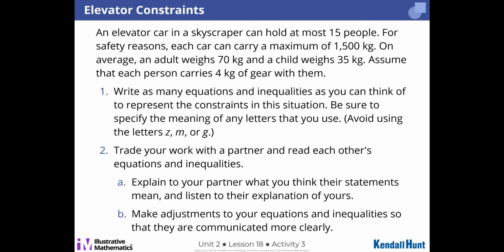Elevator constraints. An elevator car in a skyscraper can hold at most 15 people. For safety reasons, each car can carry a maximum of 1,500 kilograms. On average, an adult weighs 70 kilograms and a child weighs 35 kilograms. Assume that each person carries 4 kilograms of weight with them.